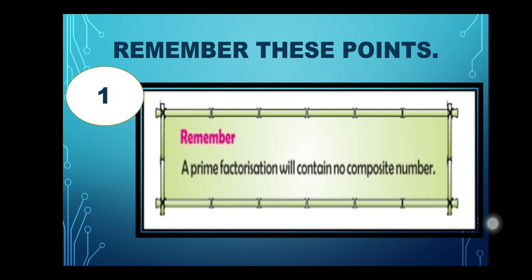Thank you, students. But one thing that you have to remember is prime factorization will contain no composite number. There should be no composite number in the prime factorization. All the numbers must be prime. So keep this thing in mind.